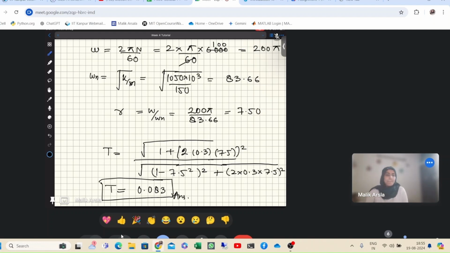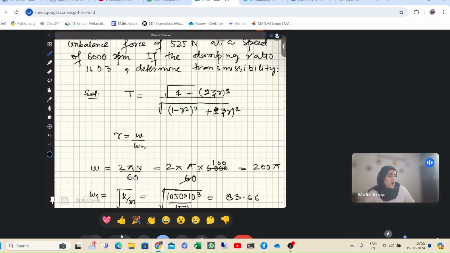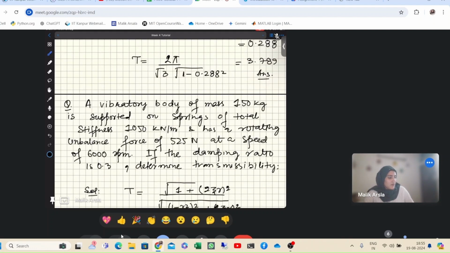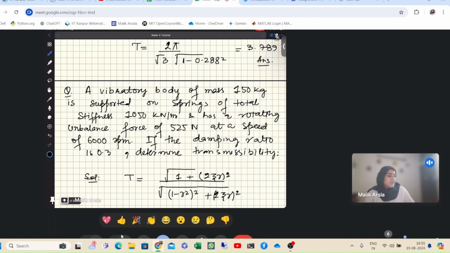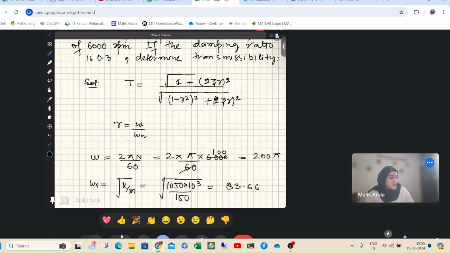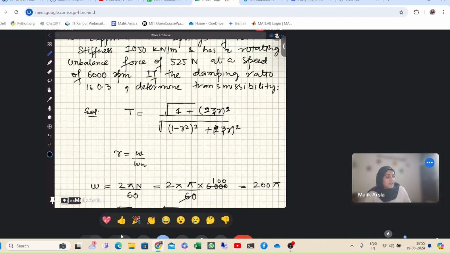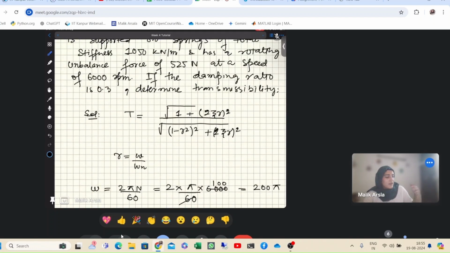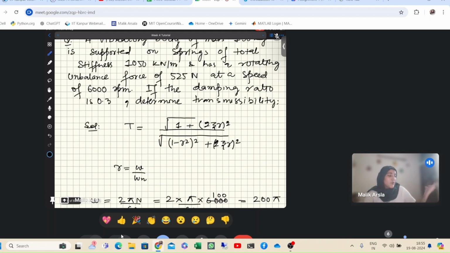Understood this? Yes, ma'am. Sometimes you will be given a lot of information in the question, but it's not necessary that all the information will be used. So you just start from the basics, that what is transmissibility, and following that you can solve the question, that what will be used and what will not be used.